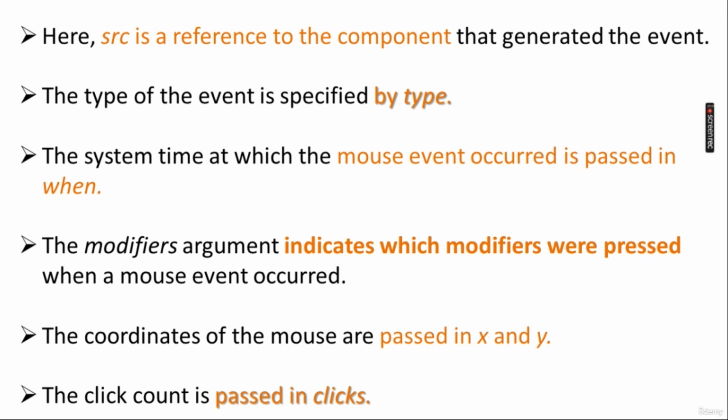Coordinates of the mouse, at which position on the screen the mouse was clicked, are passed in the x coordinate and y coordinate. Click count is passed in click, how many times it is clicked. If it is clicked once, it will have 1 as the argument. If the mouse is clicked 2 times, it will be entered 2 times, and so on.